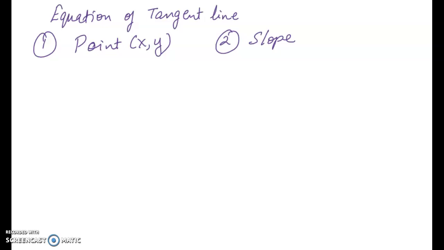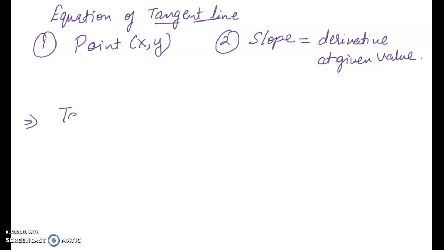But how to find the slope? Because they are talking about the tangent line, that means the slope is nothing but the derivative at the given value. Right? And one more thing: for a tangent line, if the slope is 0, that means it is nothing but a horizontal line.